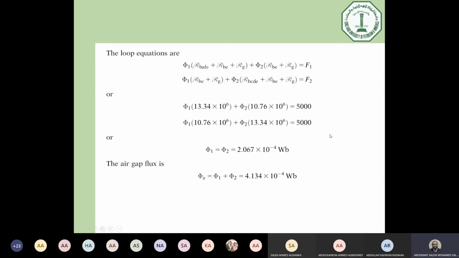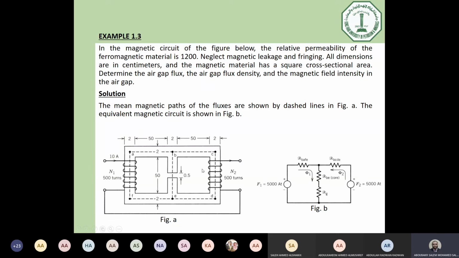Okay. Of course guys, if we change anything in the dimensions here, the core will not be in symmetry. This means you cannot assume that phi1 equals phi2. In this case, you have to solve the two equations together. For instance, the asymmetry may come from considering the central limb has a coil, and this one is left without coil. For instance, this is one shape. Okay.